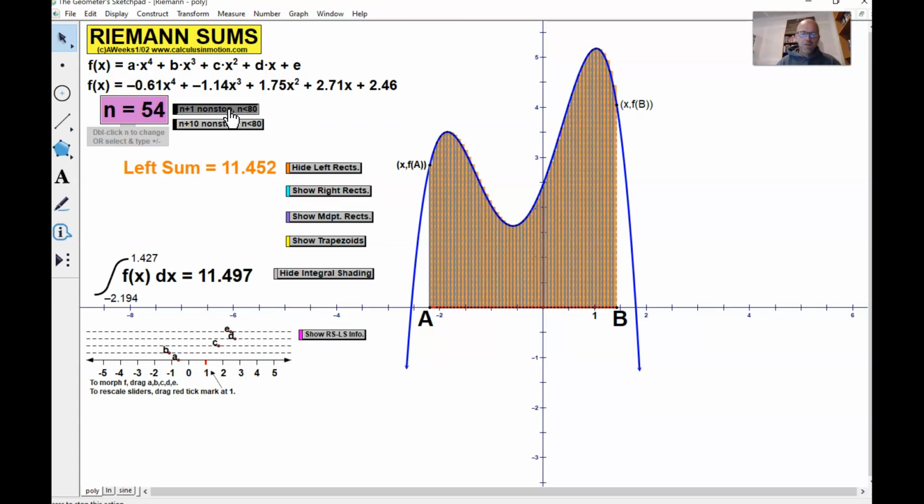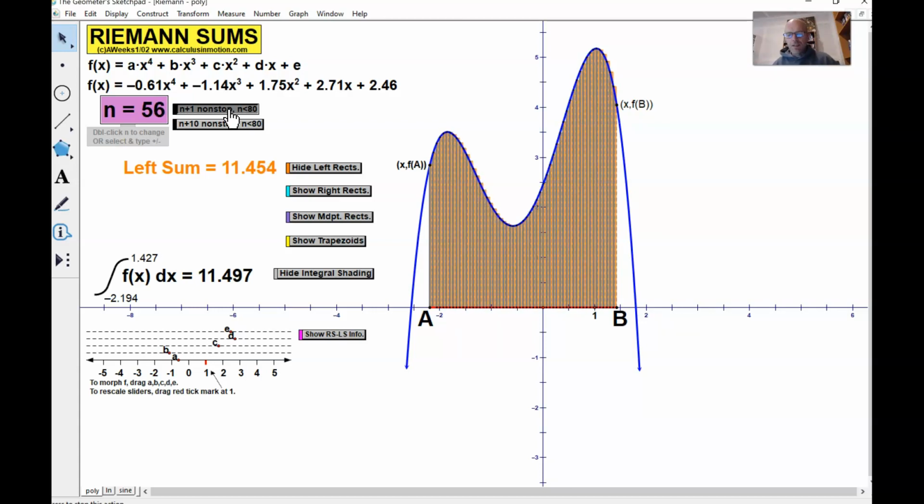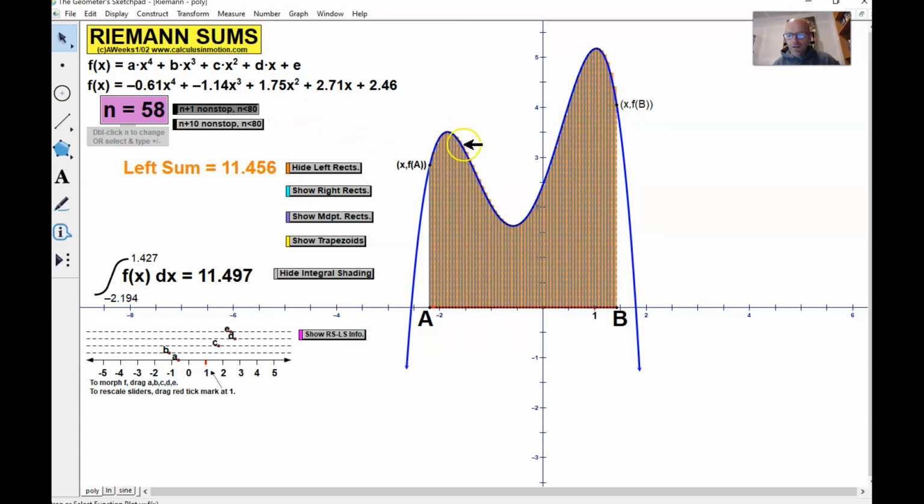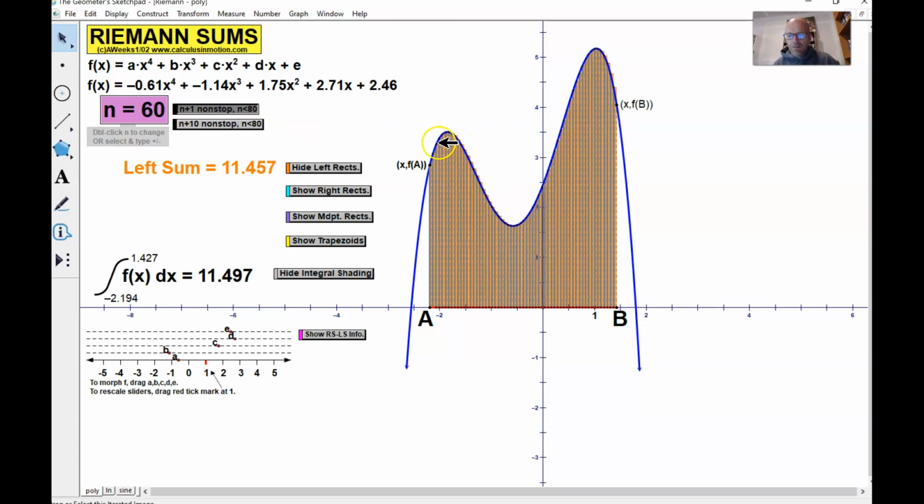We're already in the 0.4 range. Oh my goodness, look at it closing. And you can see that itsy bitsy little overestimate there, and you can barely see the underestimate there.